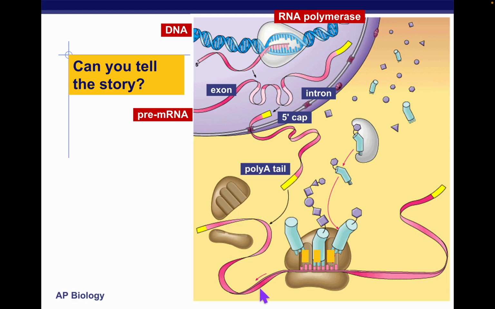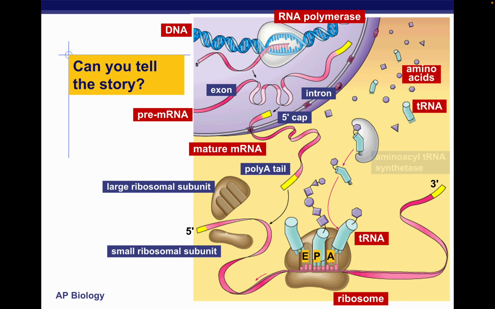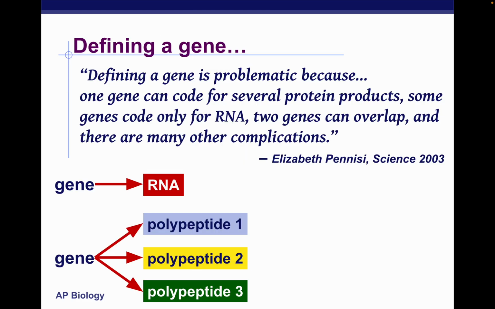Okay, it comes out and it gets attached to by the ribosome. There's our ribosome. Okay, there's our A site, there's our P site, there's our E site, and we see the ribosome moving down the mRNA chain, continuing to build its amino acid. There's our polypeptide. All right.